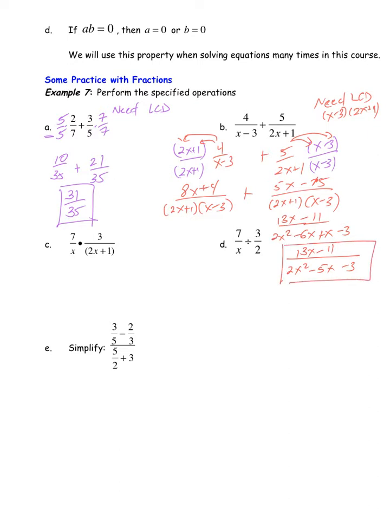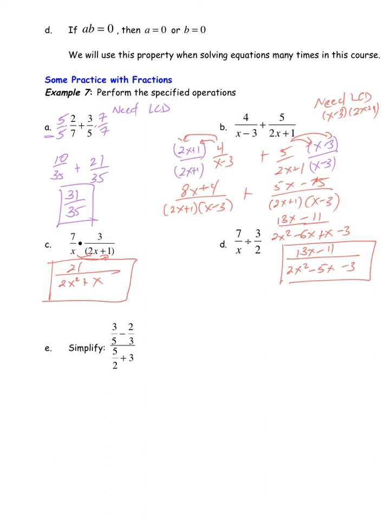Moving on to problem letter C. Here we're multiplying fractions. When we're multiplying fractions, we don't have to worry about a common denominator. We simply multiply the numerators and multiply the denominators. So I'll have 7 times 3, which is 21. And then in the denominator, I'll distribute the x to each one of the terms 2x and 1. So I will get 2x squared plus x. So it's 21 divided by 2x squared plus x.